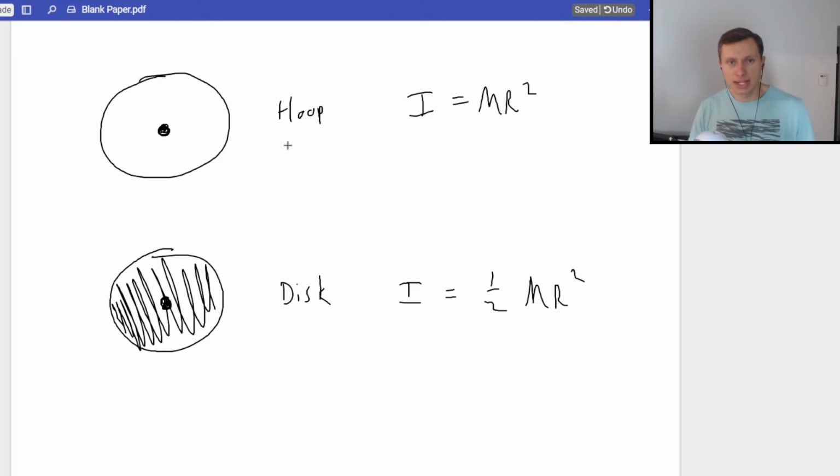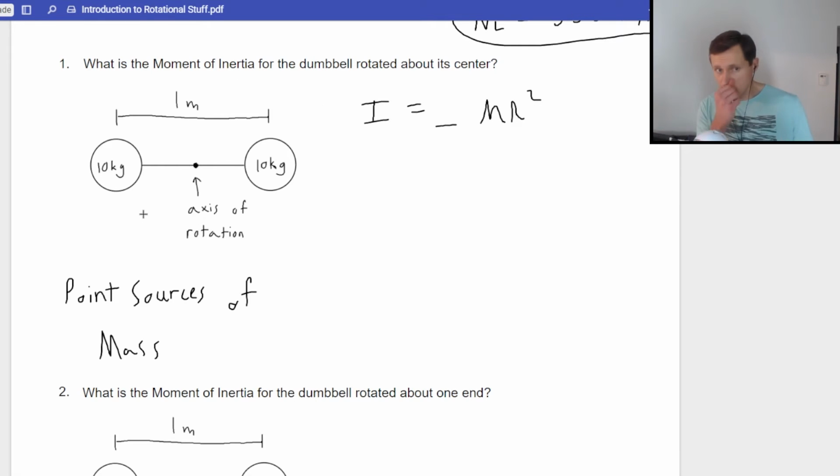So I'm going to go back now to our problem. Notice this looks like it's in the shape of, if it's a dumbbell, it could be like a cylinder shape, it could be a sphere. But the point is this, these dumbbells are not rotating about the center of the dumbbell.